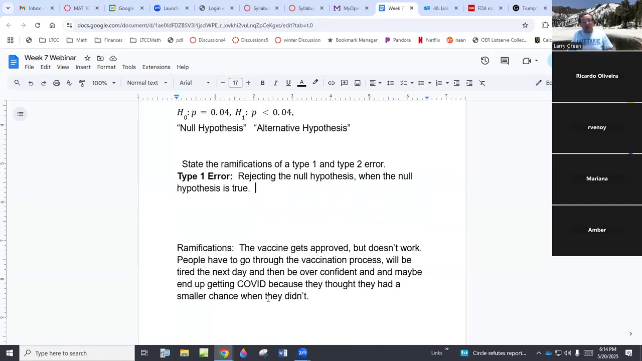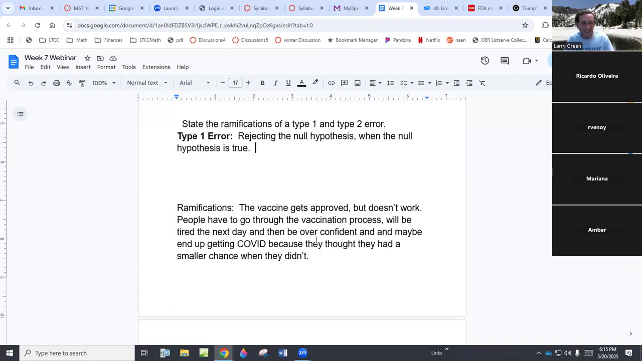Okay. So again, in terms of what I've written, the vaccination gets approved. It doesn't work. People go through the vaccination process. And I don't know about you, but did you get tired after you got your vaccination? I got so tired the next day. I actually gave a test the next day last time, and I fell asleep during the test. It was a little weird. And also you could be overconfident because then I feel like I'm not going to get COVID or give other people COVID, and then maybe I'll get COVID when I didn't think I was going to get it. So that's a pretty bad ramification, right?